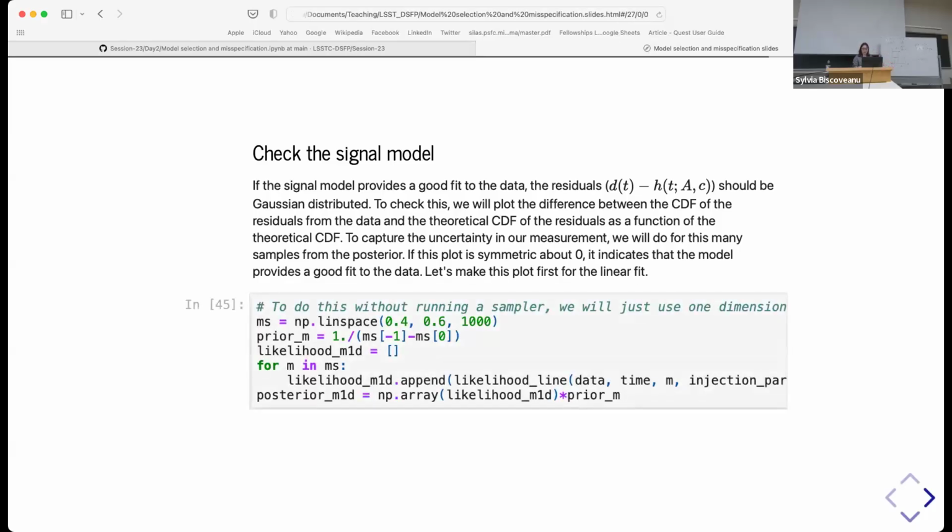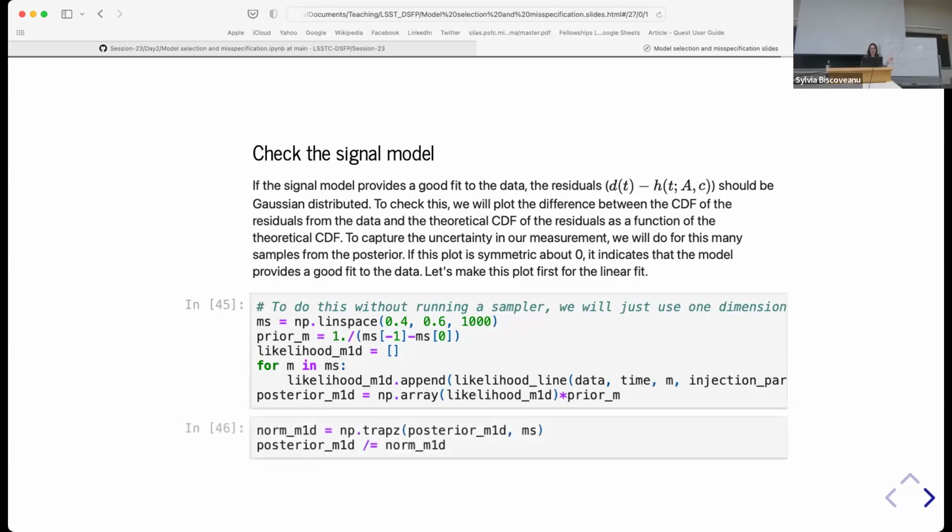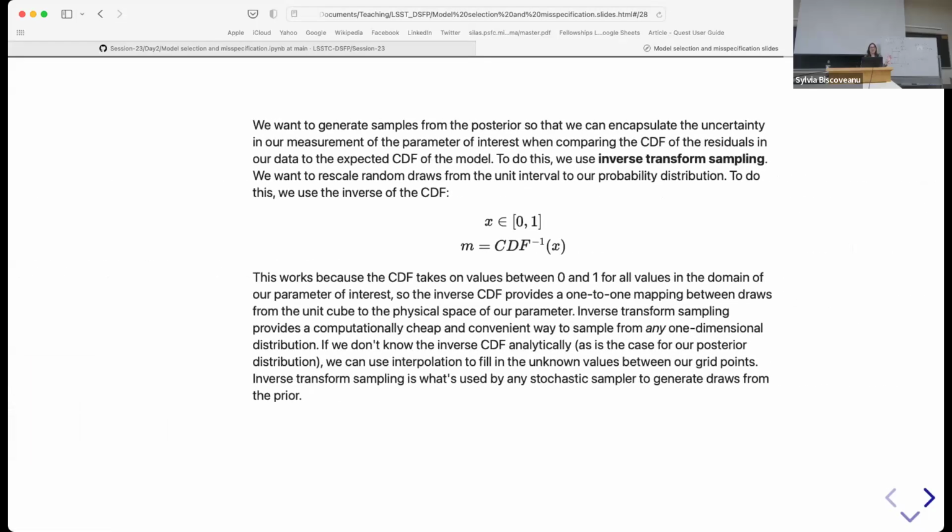And so to avoid using a stochastic sampler, we're going to go through something called inverse transform sampling, which is super useful in general. Here it enables us to take a shortcut, but in general, it's very powerful because it allows you to sample from any one-dimensional distribution, and you don't need to be able to write down that distribution analytically.